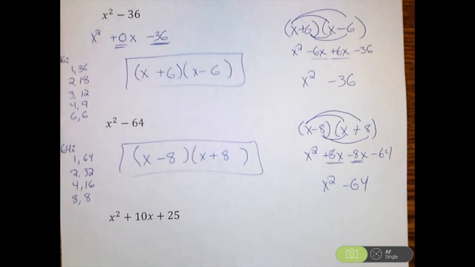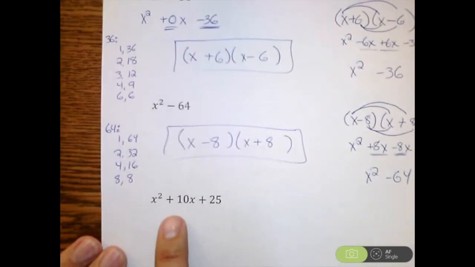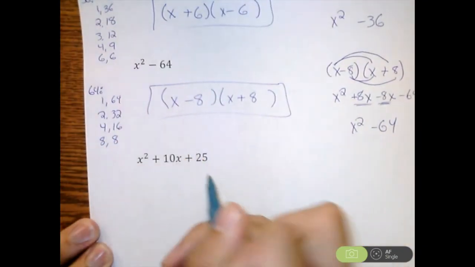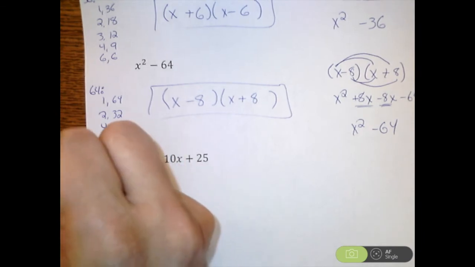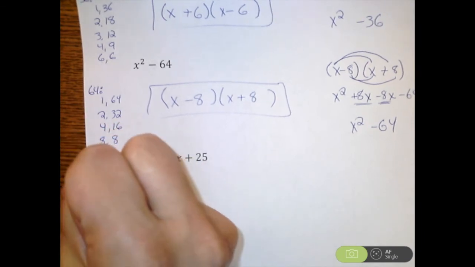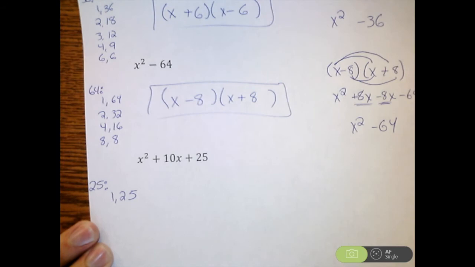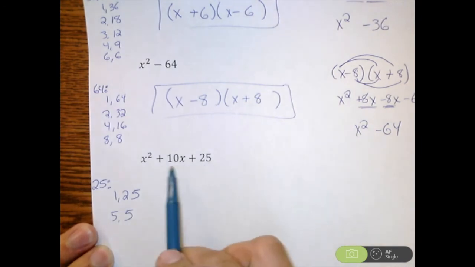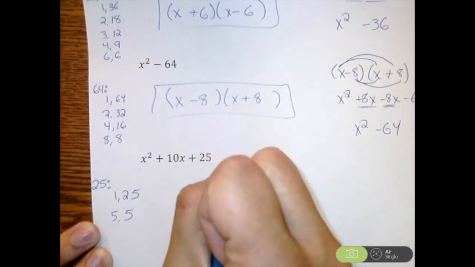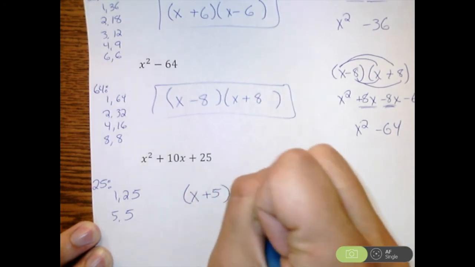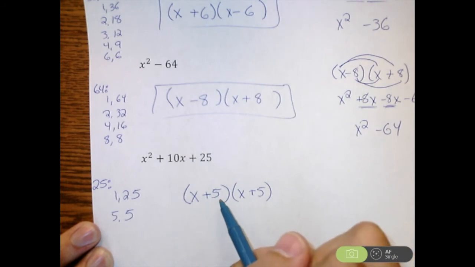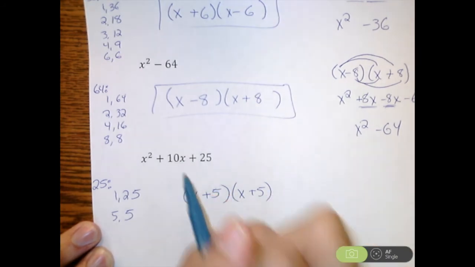One more special case I want to show you before I'm done here. So a little bit different presentation here: x squared plus 10x plus 25. Looking for two numbers that multiply to 25 and add to 10. So let's list out all the pairs that multiply to 25. That's 1 and 25, and 5 times 5. So I need two numbers that multiply to 25 and add to 10. Positive 5 times positive 5 does get me 25, and positive 5 and positive 5 do add to 10.